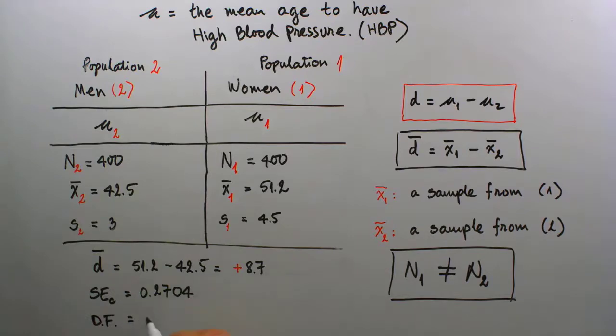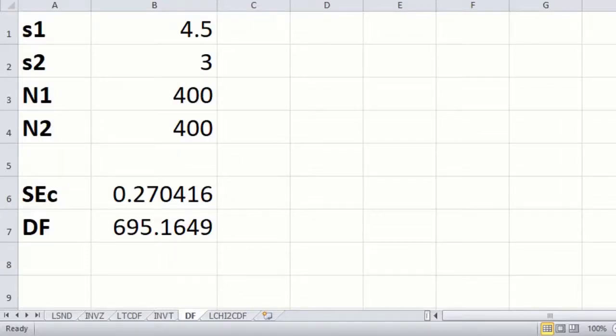And the degrees of freedom here, as I have mentioned in earlier questions, for my class in particular, I will highly recommend my students to round to the nearest whole value. 695, which is the nearest whole value of the result we found here.